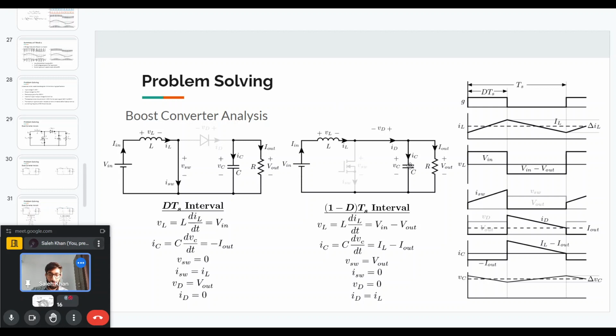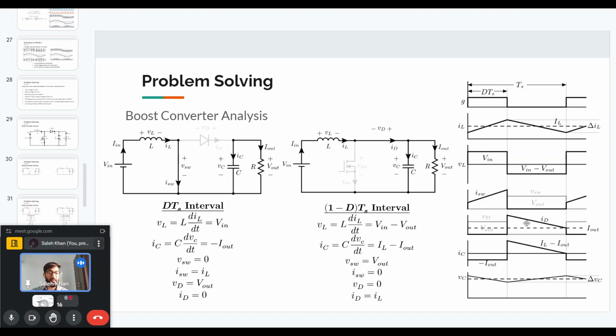And for the boost converter, what is interesting is that the diode is always connected to the output. So if we want to find out the average output current, we can find the nodal equation for this node, which will be ID is equal to I out plus IC. And if we average this equation, since the capacitor does not take any average current, the average current through the capacitor is zero, so ID average will be equal to I out. So that is what I have shown here. The average current through the diode is equal to the average output current.